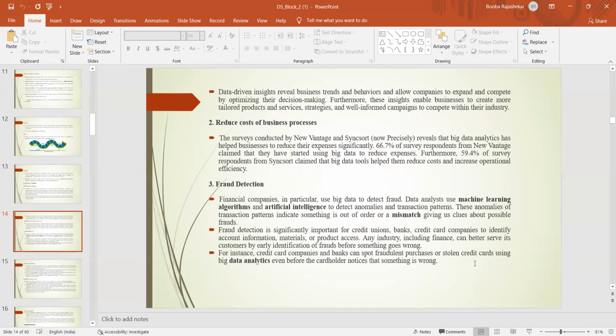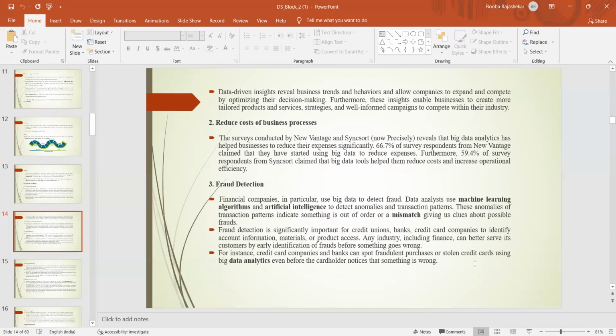These insights enable businesses to create more tailored products and services, strategies, and well-informed campaigns to compete within the industries. The second one is reducing the cost of business processes. So this is another advantage.